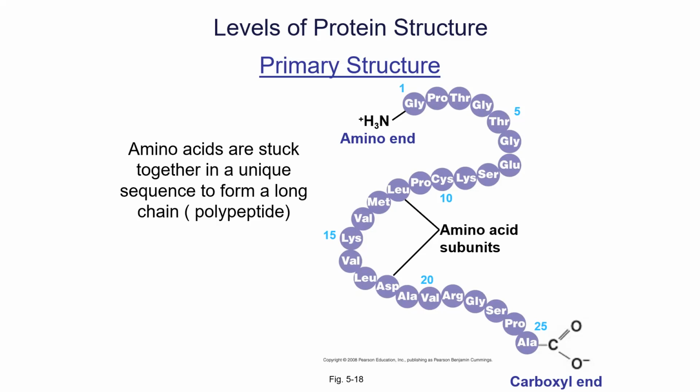So the primary structure is just the sequence of amino acids. You can see here's a very short peptide of 25 amino acids. So you can see glycine, proline, threonine, glycine, threonine, and so on. And what happens is that this protein is going to be made at the ribosome. And as those amino acids start to get strung together, they start to form something called secondary structure.